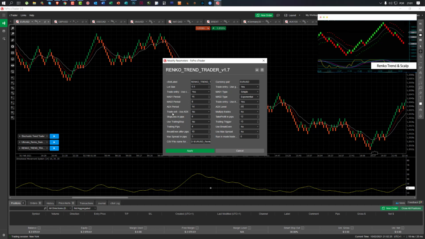We also built an interesting function called trade exit. Use ADX, and what that means is that if the ADX value is falling when a Renko break completes, we exit the trade. That can be interesting if you're really only trading perhaps 1 or 2 pip sized bricks. Multiply trades means that for every Renko that meets the criteria, we open a new trade.